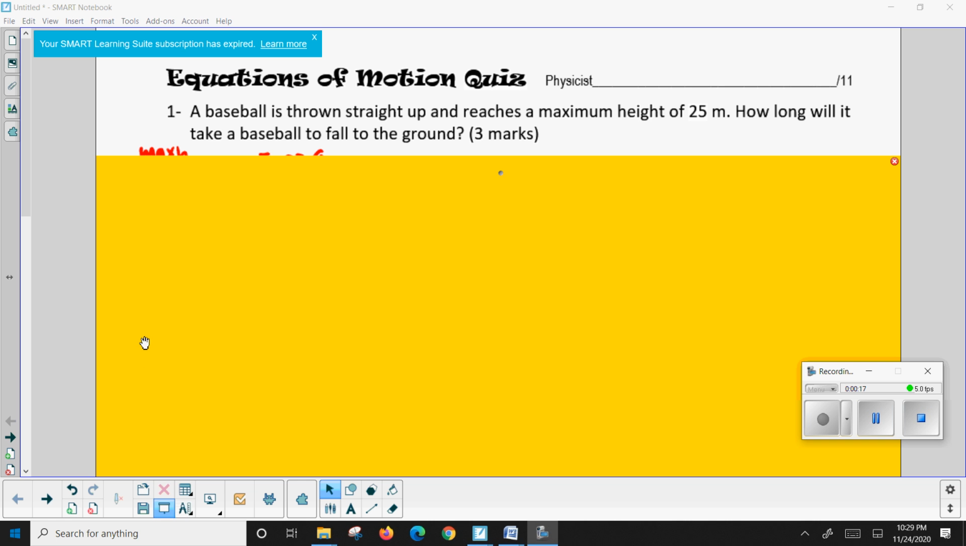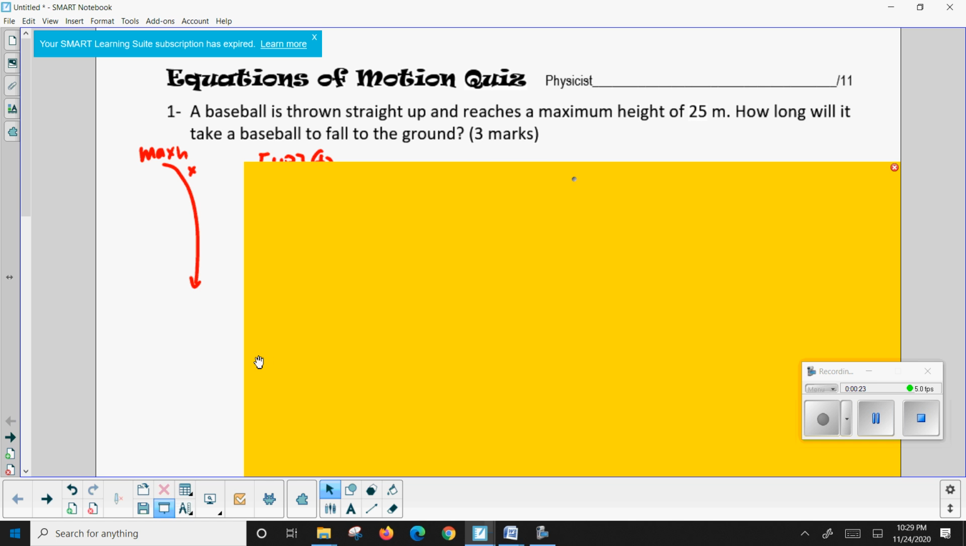So a couple things you have to keep in mind. Here we have a situation where we've got maximum height. So when we've got maximum height, what that means is that the ball is stopped. It's at a maximum height. It temporarily stops before it begins coming back down to the ground. So it went up, it stopped, and it's going to go back down. So what we know is that the initial velocity here is going to be 0.